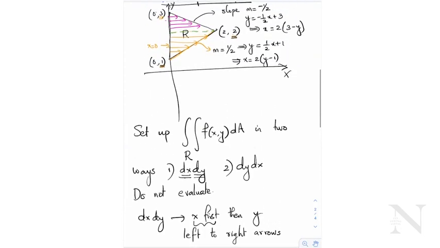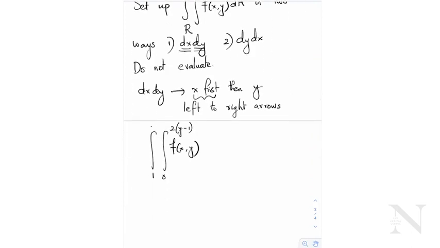And those orange lines go from y equal to 1 to y equal to 2. That's why these pictures are useful. Without that, you will be kind of disoriented. Okay.